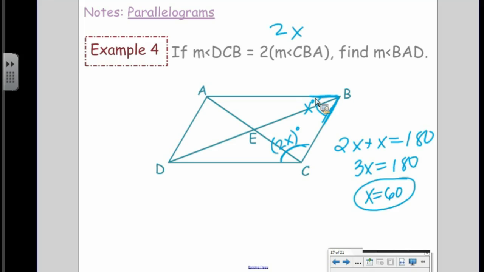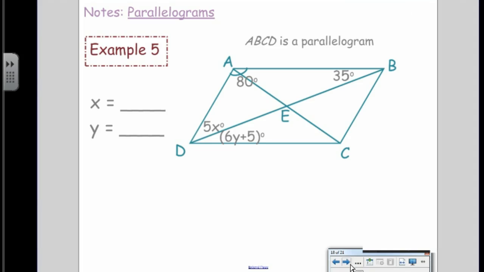Find the measure of angle BAD. Okay, well I know if I find angle C, which way do I do it for you? If I find angle C, then I've really found angle A because they are congruent. So angle C is 120, therefore this one is 120. Yay!